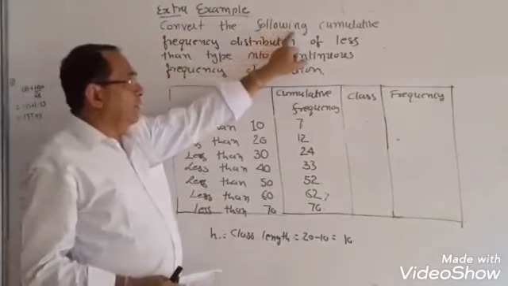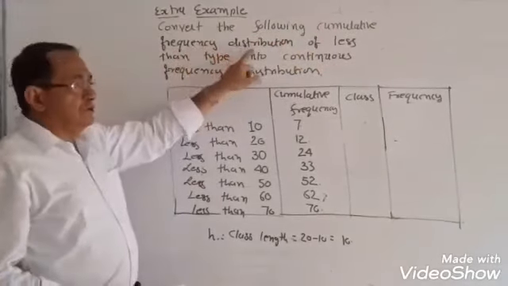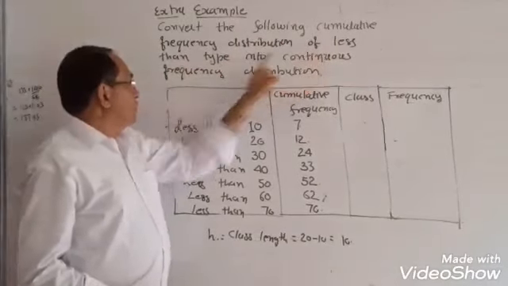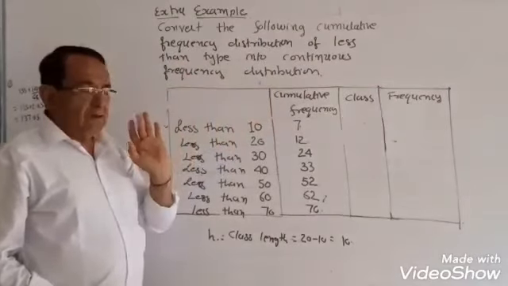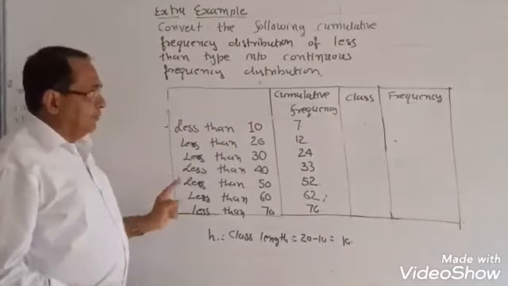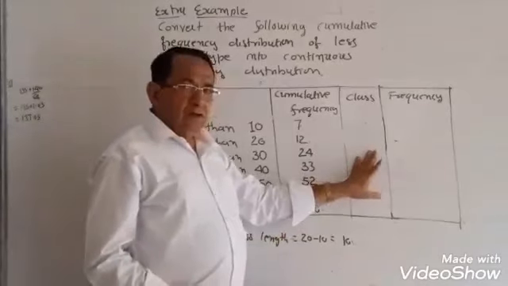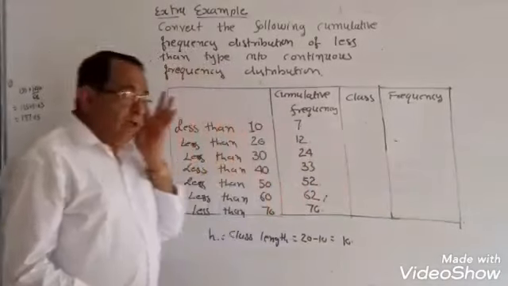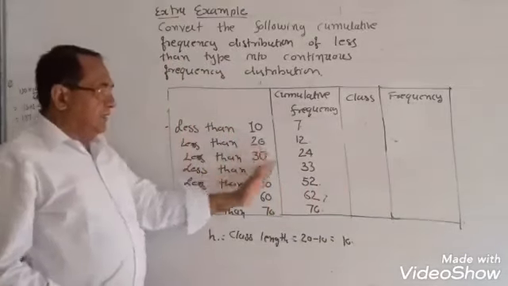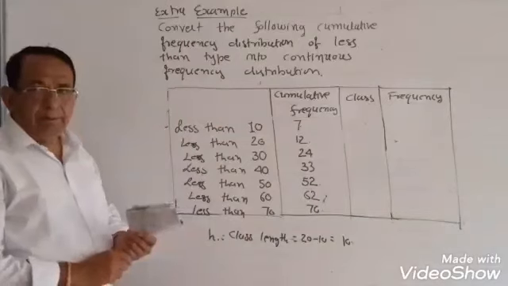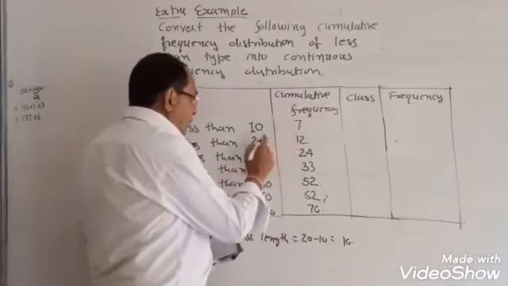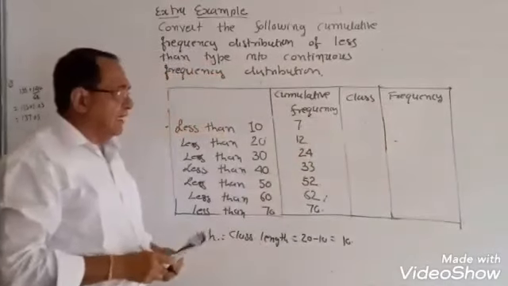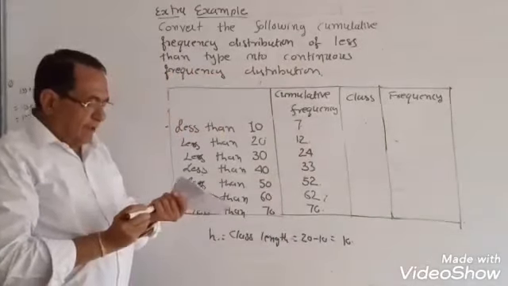Convert the following cumulative frequency distribution of less than type into continuous frequency distributions. Sometimes in the exam you are not given the normal class and frequency, but they will ask less than type or more than type frequency. From that you have to find the continuous frequency distributions, the class and frequency that we normally find.